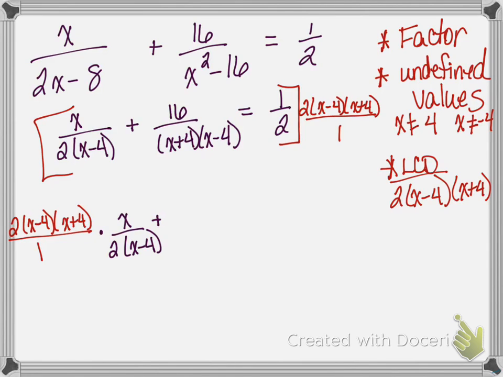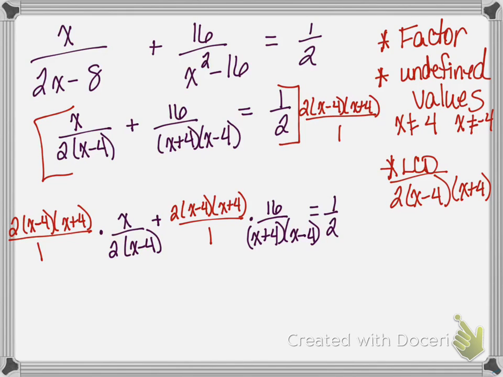Okay, I'm going to do that again with my second term. 2 times x minus 4 times x plus 4 over 1 times 16 over x plus 4 times x minus 4. That equals 1/2 times 2, I'm going to have to erase over here, x minus 4, x plus 4. And all of that's over 1.